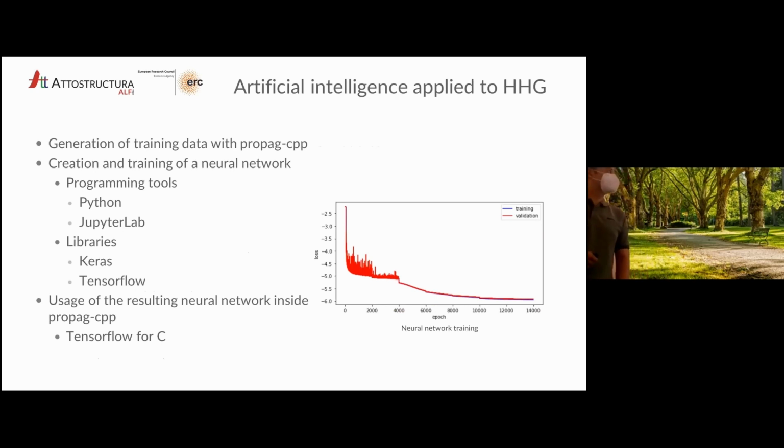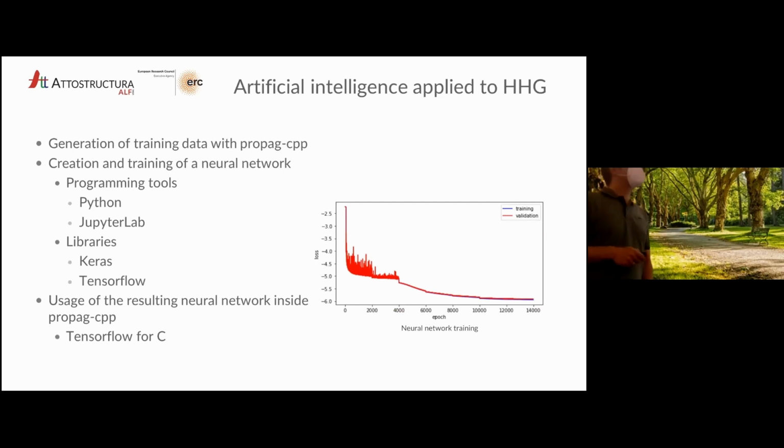We have generated training data with our framework, exactly 80,000 different calculations. And then we have built a neural network using Python, the development environment Jupyter Lab, and the libraries Keras and TensorFlow. When we had trained the neural network and it was working, we built a new model for our framework that allows us to use the trained neural network inside our framework like any other high harmonic generation model.